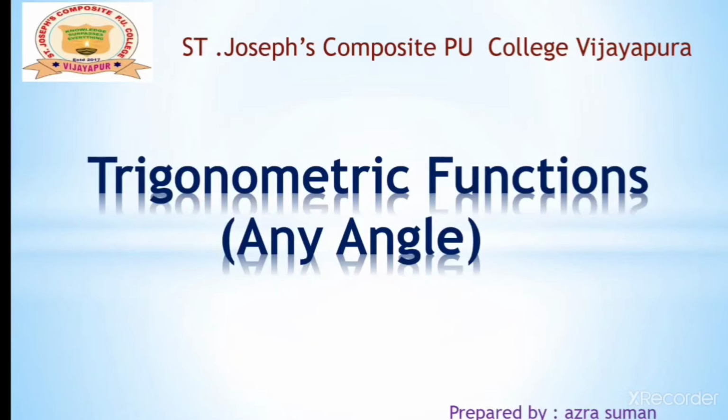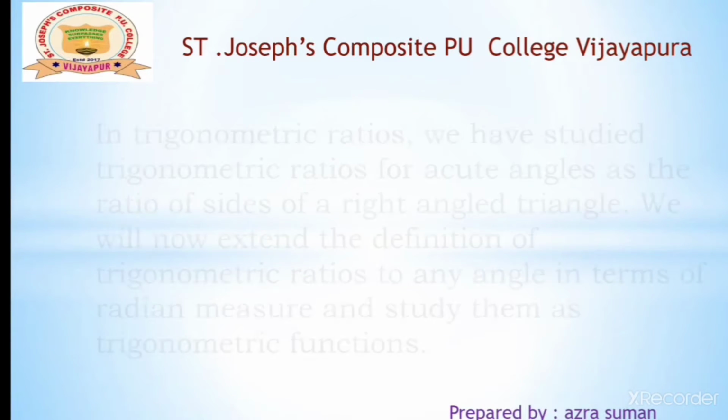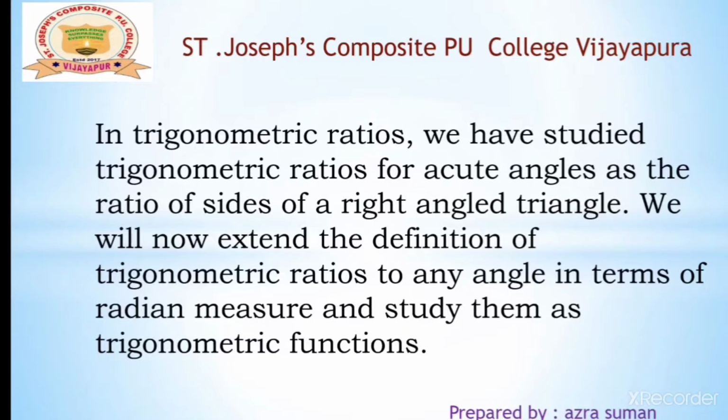In this session, we are going to continue the chapter called trigonometric functions, that is the trigonometric functions of any angle. In trigonometric ratios, we have studied trigonometric ratios for acute angles as the ratio of sides of a right angled triangle. We will now extend the definition of trigonometric ratios to any angle in terms of radian measure and study them as trigonometric functions.